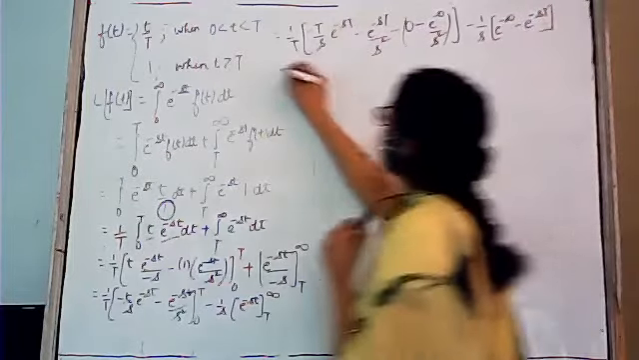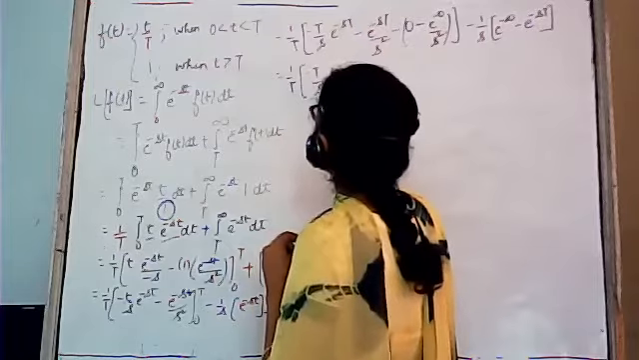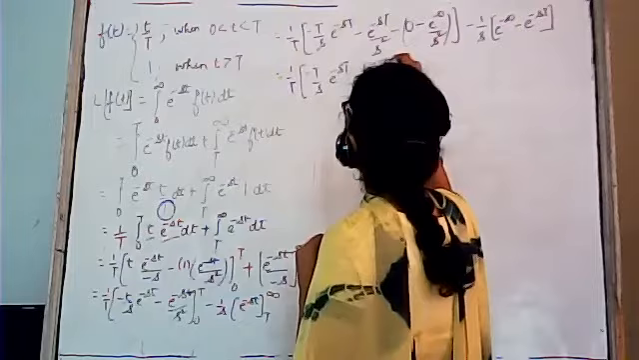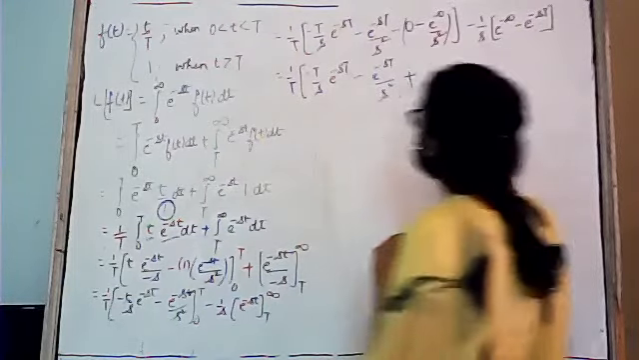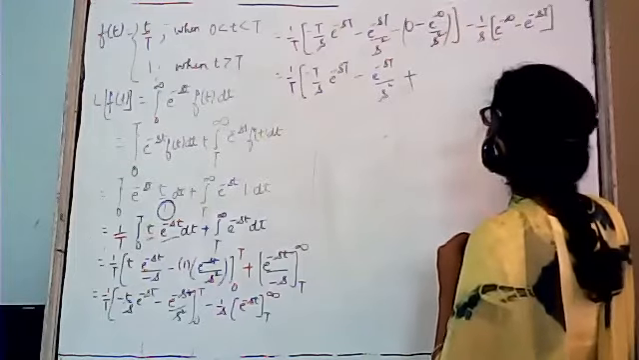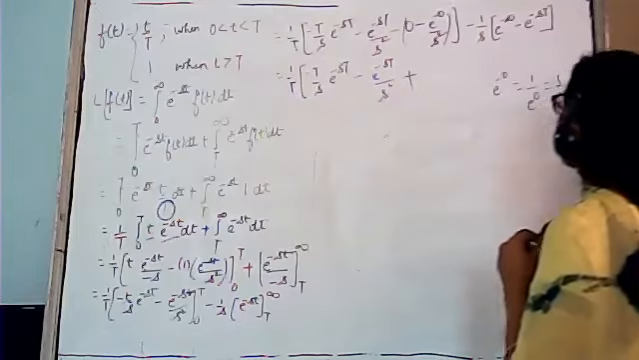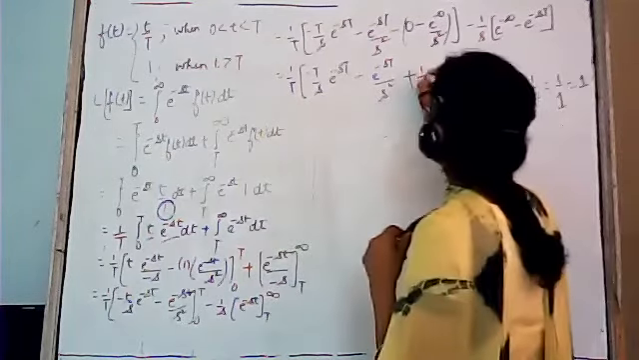Okay? This is equal to 1 upon T, minus T upon s e to the power minus sT, minus e to the power minus sT upon s square. Minus and minus will be plus. E to the power minus 0 means 1 upon e to the power 0, and anything raised to the power 0 is 1, so its answer is 1. So it will become 1 upon s square.